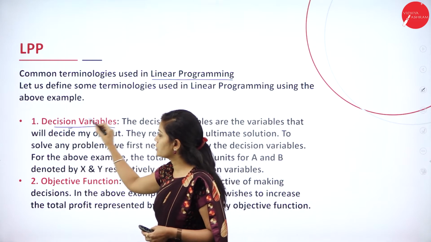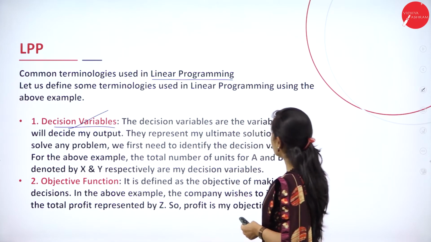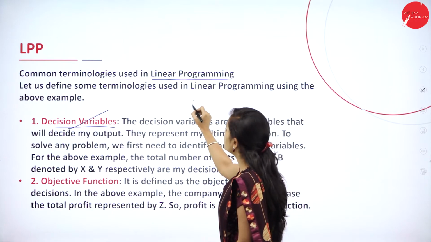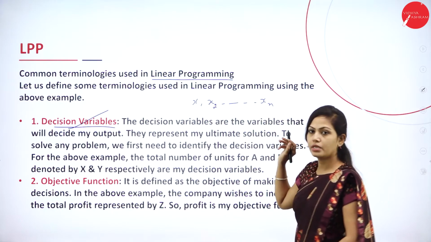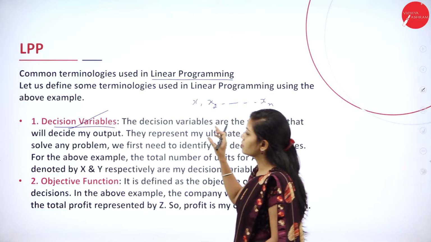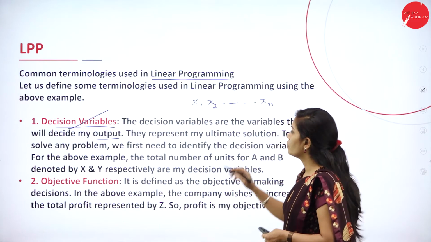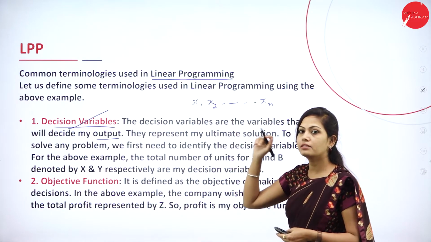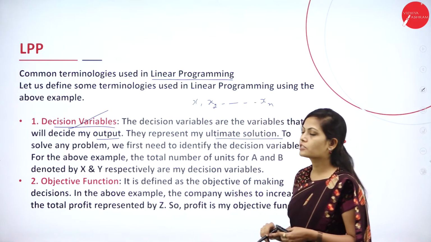Here we have to mention the decision variables. The decision variables are the variables, for example x1, x2 up to xn. These variables will decide my output. So these variables will decide the final output. They represent my ultimate solution.